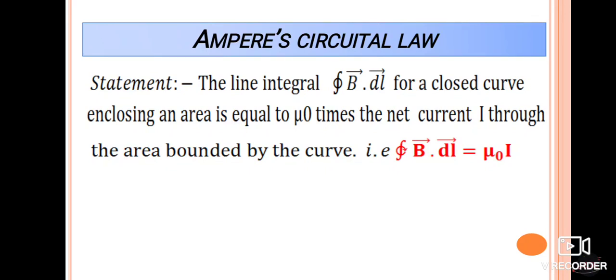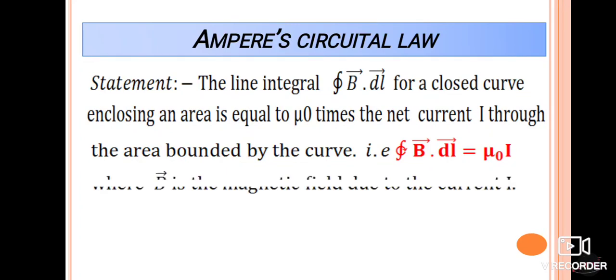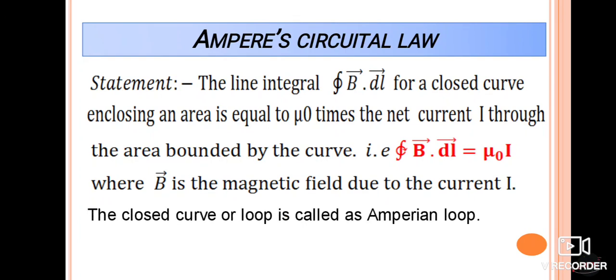In equation form, just remember Ampere's circuital law, that is the closed integral. This is the special integral that you are observing here, the integration over a circular loop, that is nothing but integration over the entire closed curve. So B dl is equal to mu naught into I, where B is the magnetic field due to the current I, and the closed curve or the loop is called the Amperean loop.